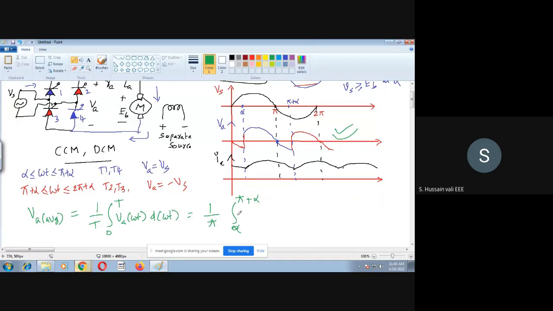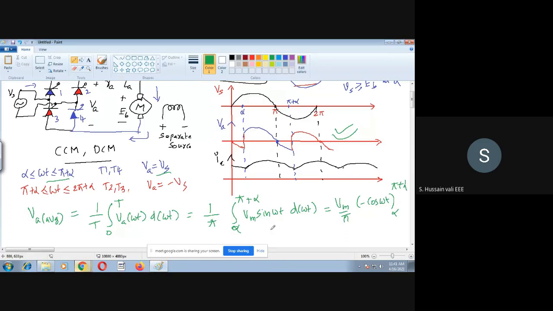What is V of omega t between alpha to pi plus alpha, the first duration? It's very simple. It is Vs. It's a sinusoidal voltage, so I will take Vm sine omega t d of omega t. Then Vm by pi. What is the integration of sine omega t with respect to d of omega t? It is minus cos omega t. Now we'll substitute the limits from alpha to pi plus alpha.